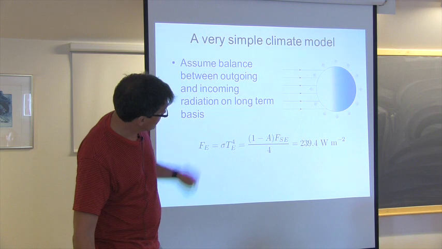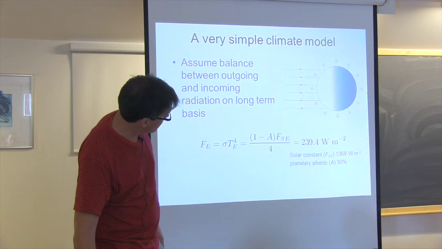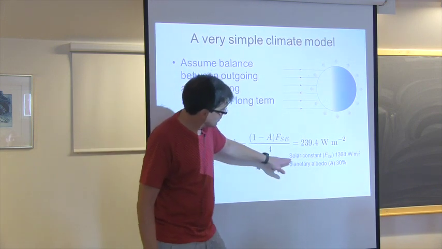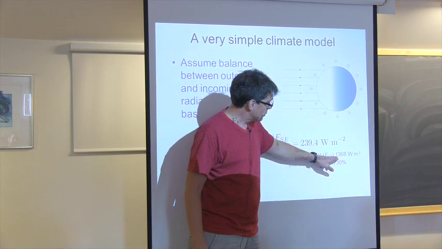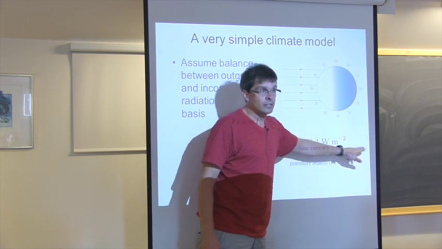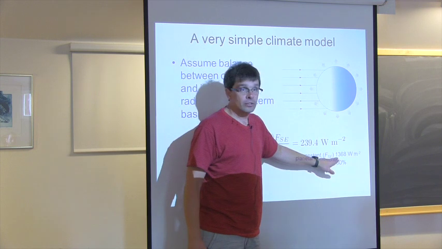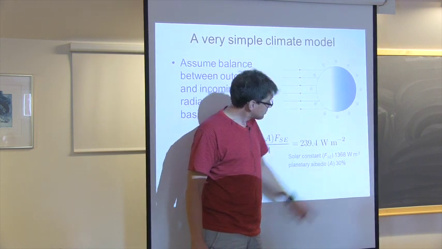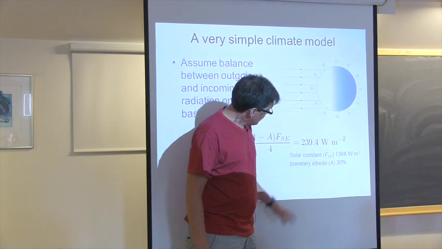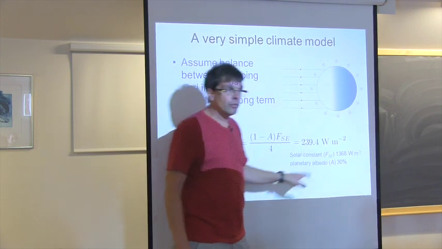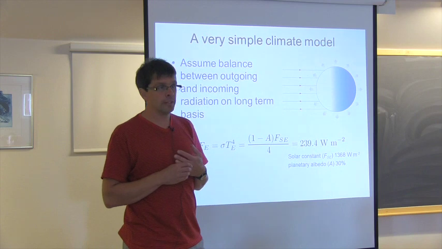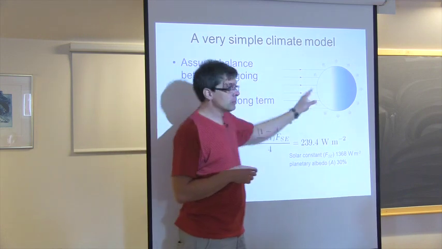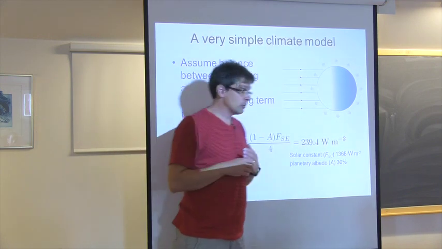We have the flux coming from the sun. We have the solar constant, which is approximately constant. So this amount of energy hits a square meter at the average distance of Earth from the sun all the time. And then we also know that the albedo of the Earth is approximately 30%. So 30% of the incoming radiation is reflected back to space again.